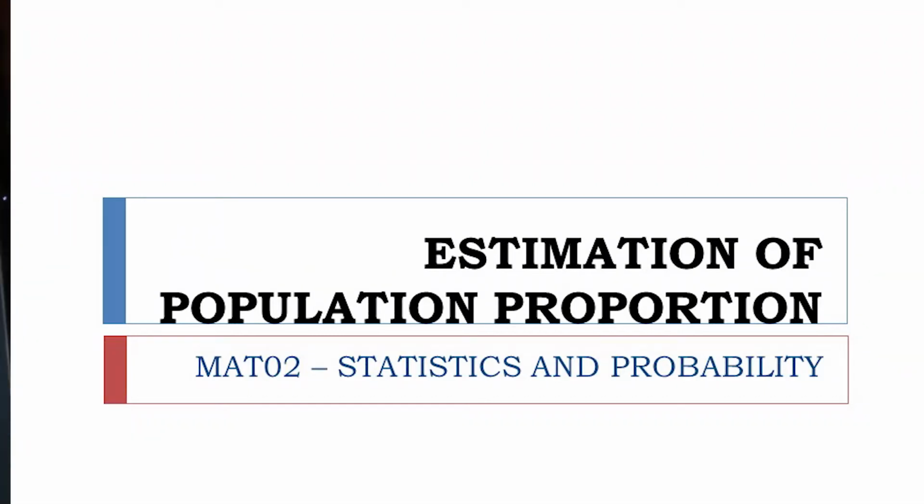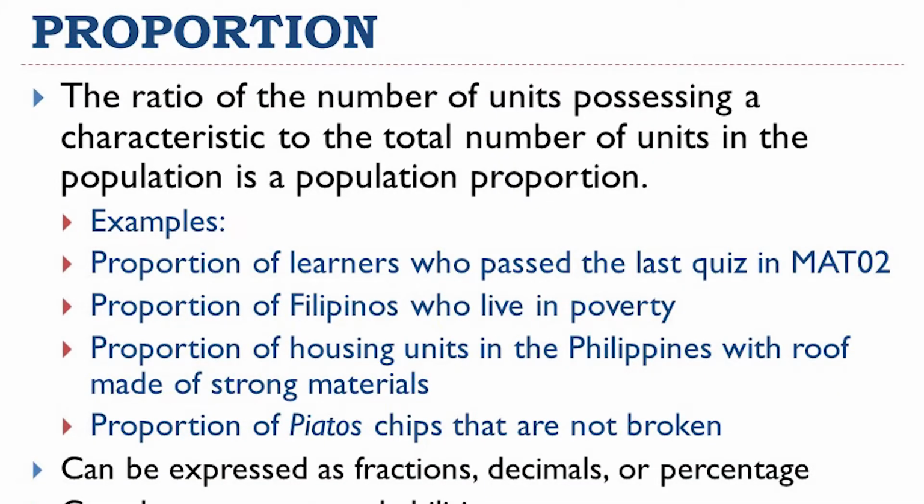Okay, so our next lesson is all about estimation of population proportion. So what's the concept behind estimation of population proportion? First, let's try to define what is a proportion. Proportion, the ratio of the number of units possessing a characteristic to the total number of units in the population, is a population proportion. Again, when we say population proportion, we mean the ratio of the number of units possessing a characteristic to the total number of units in the population.